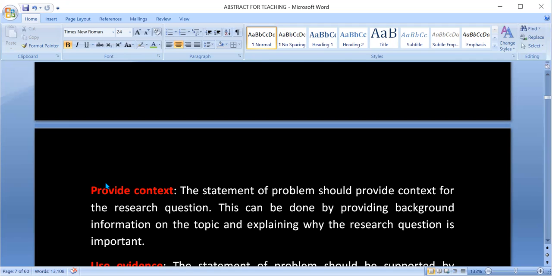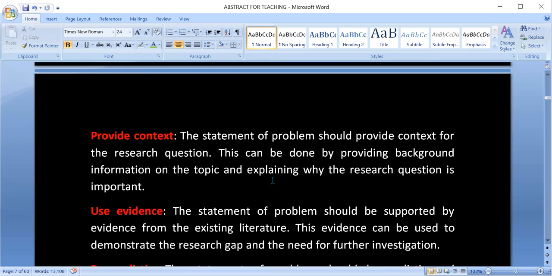It should also provide context. The statement of the problem should provide a context for the research question or research objective. This can be done by providing background information on the topic and explaining why the research question is important. So in the first section of every well-written statement of a problem, it should provide the context, which connects with the background of the study. We have explained what the context is in our previous lecture on the background to the study. Then, explaining why the research question is important, that is justification.